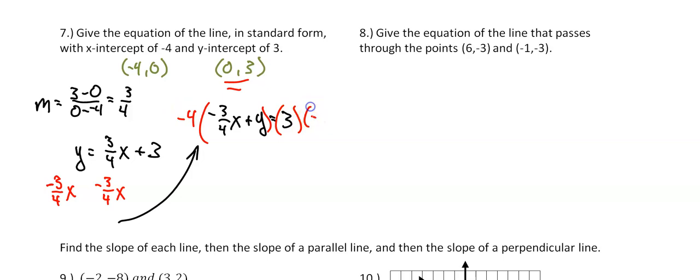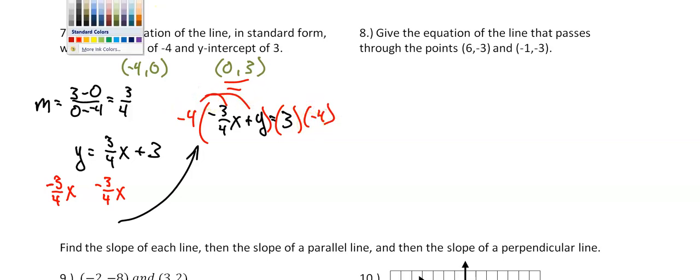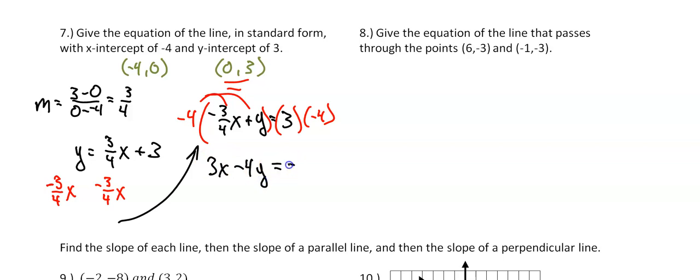To get rid of the negative, I make that a -4. So now I'm multiplying each side by -4. And then again, it's my distributive property here. As I distribute, negative times a negative is a positive. That gives me 3x minus 4y equals -12. And now this is in standard form. Done and done.